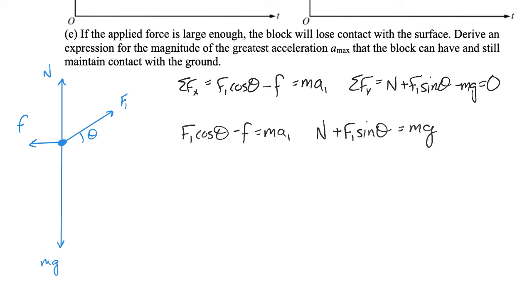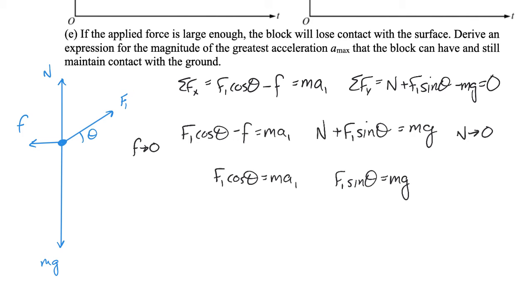So these are the two formulas that we get from using Newton's law successfully to get to here. We are told that we pull with enough force so that the box loses contact with the ground. So that means N approaches 0. And if N approaches 0, then friction approaches 0. So that means F1 cosine theta equals MA1 and F1 sine theta equals mg.